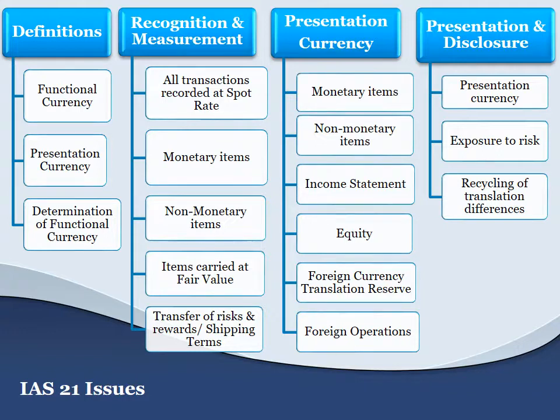Now all of that is dealt with in the standard itself, and the standard then goes on to deal with the presentation and disclosure issues. These are issues such as, when you prepare your financial statements, we need to explain what currency we're presenting the financial statements in, what currency is your functional currency, what exposure to risk you may have from time to time, and, to the extent that you've got any foreign subsidiary companies, for instance, what you do with any recycling of translation differences when those exist.